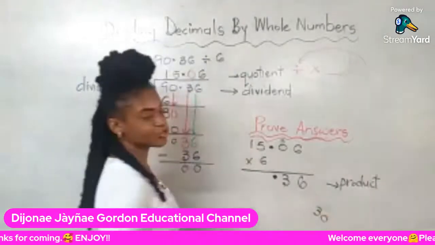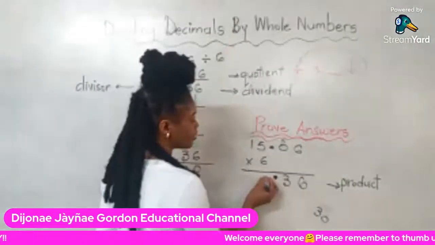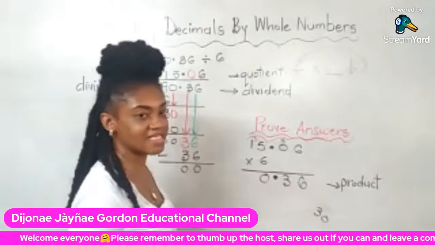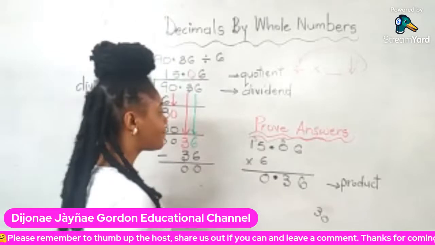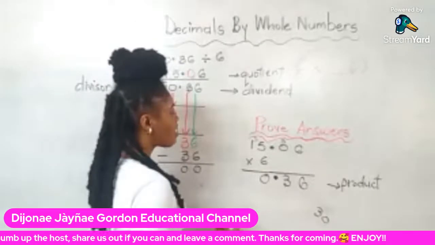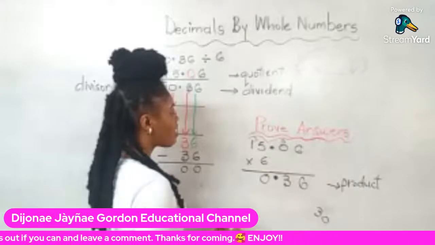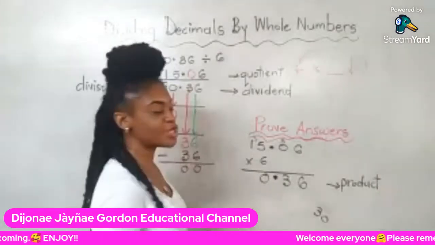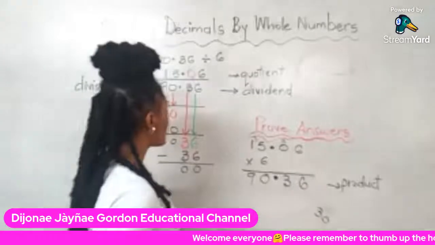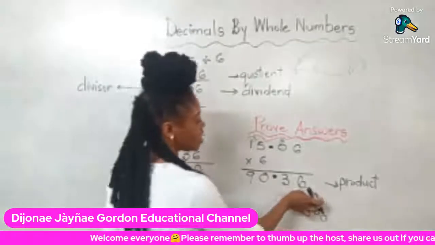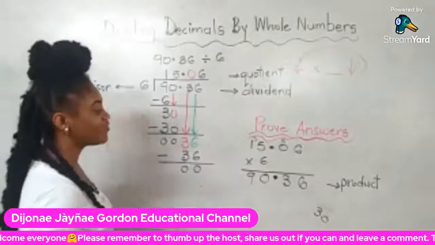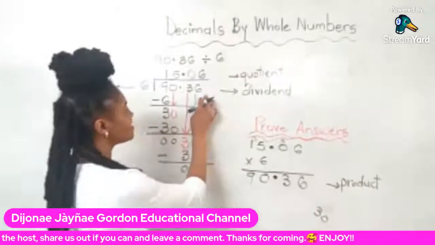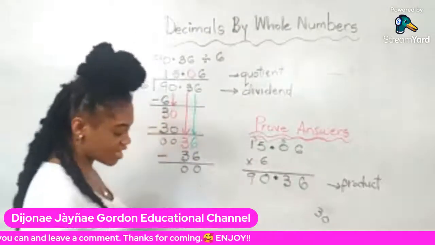30 is also a 2-digit number. And of course, I'm going to put down my 0, and I'm going to carry my 3 over to my tens place. All right? So now I'm going to say 6 multiplied by 1, or 1 multiplied by 6. And of course that is 6 plus 3, you have 9. All right, so now check to see if your product is the same thing as your dividend. The product is 90.36 and the dividend is 90.36. And of course, they are the same.